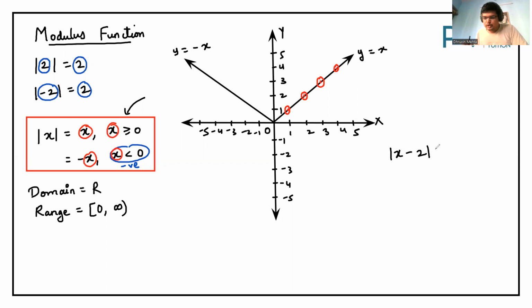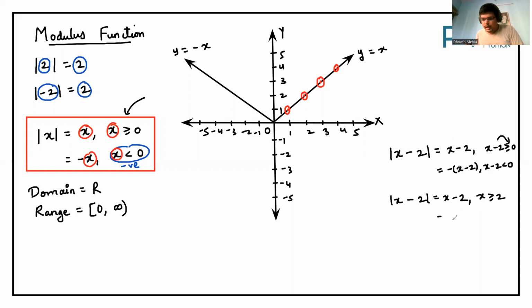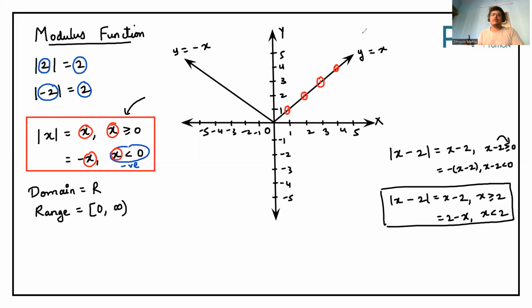So mod of x minus 2 is basically x minus 2 when x minus 2 is greater than equal to 0, and it is minus of x minus 2 when x minus 2 is less than 0. That will be the definition. And if we modify this further, we can write this as answer is x minus 2 when x is greater than equal to 2, and it is 2 minus x when x is less than 2. Check this. Are you following this? Okay, let's go.